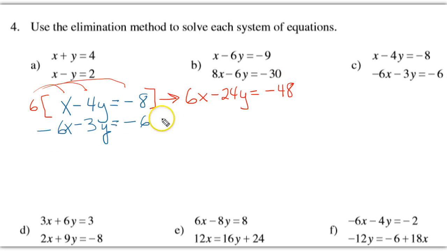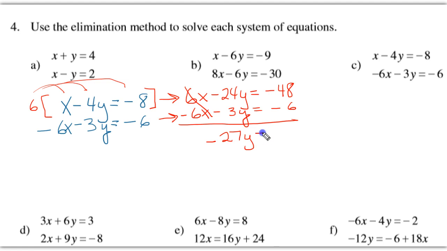Now, this equation doesn't need to change at all, so I'm just using this arrow to indicate this will be a negative 6x. This is going to be a negative 3y. And this is going to be a negative 6. So now when I draw my line, these will cancel out. And I'm left here with a negative 27y equals a negative 54. Now I want to solve for y, so I'm going to divide both sides by a negative 27.